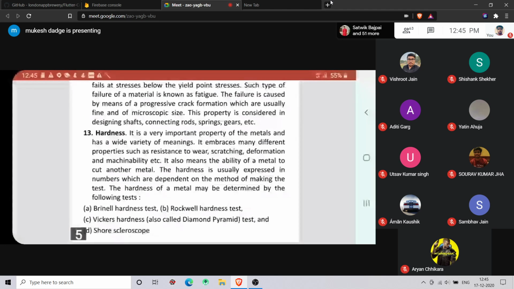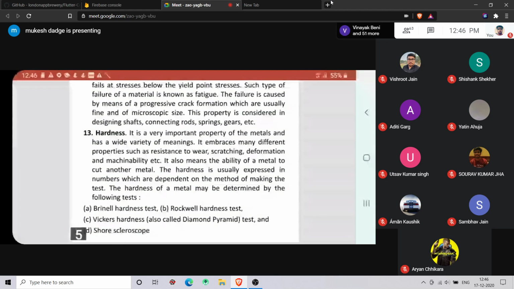The hardness is usually expressed in numbers which are dependent on the method of making the test. तो जो hardness number होता है, एक number होता है, that is a unitless number, unit नहीं होता है उसमें. So by those numbers you can find out the hardness of that material. Again, there are different tests. First one is the Brinell hardness number, Rockwell hardness number, Vickers number, and Shore scleroscope number.